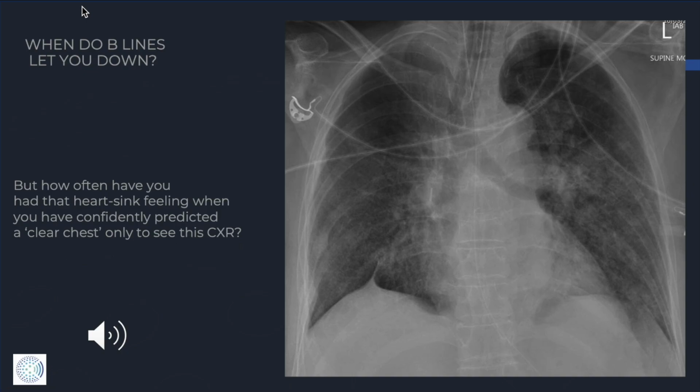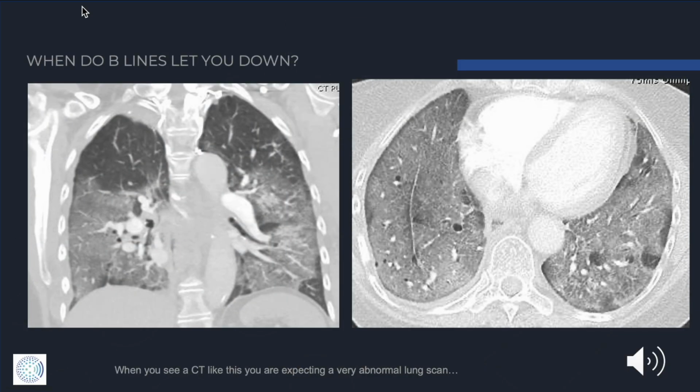So I was really perplexed to see a chest x-ray like this. Normally my lung ultrasound is more sensitive than the chest x-ray. And I was mortified to see this CT. It set me thinking, how on earth did I miss this? What went wrong with my technique and how do I avoid this in the future?